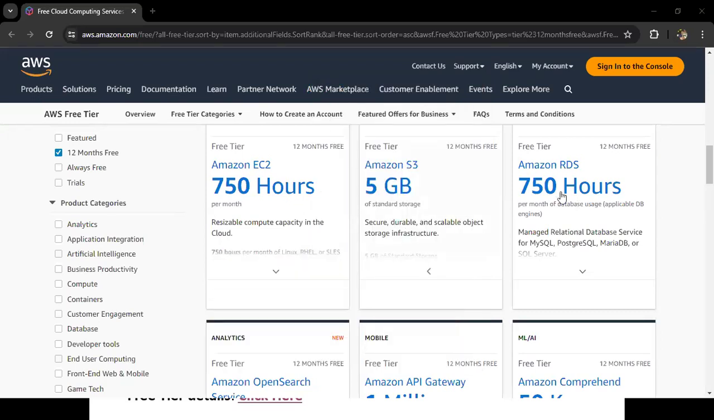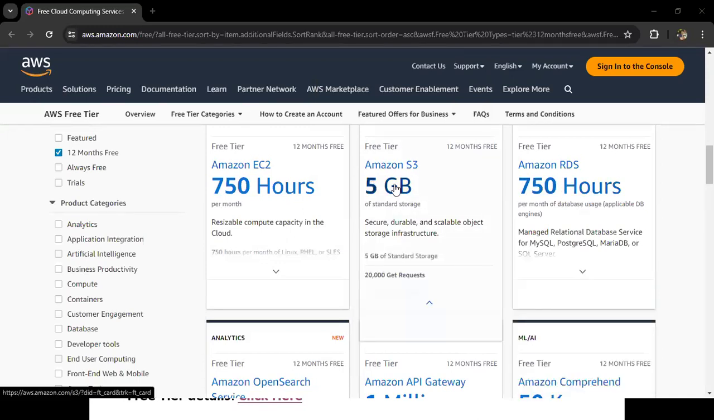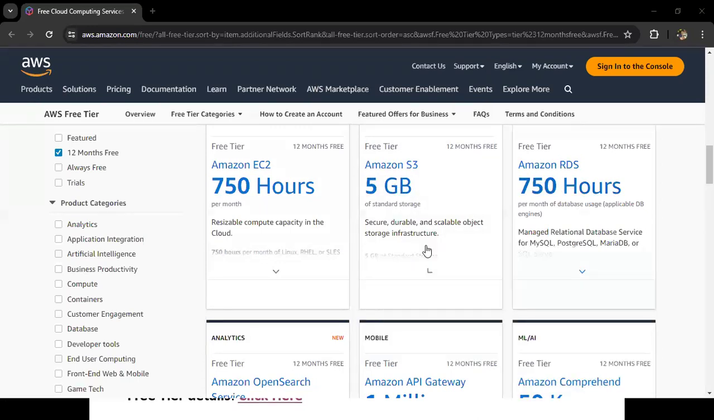So this much you are getting for RDS 750 hours, for S3 5 GB. I know that you don't know what S3 is, what RDS is, what EC2 is. That's what we are going to learn in this training.